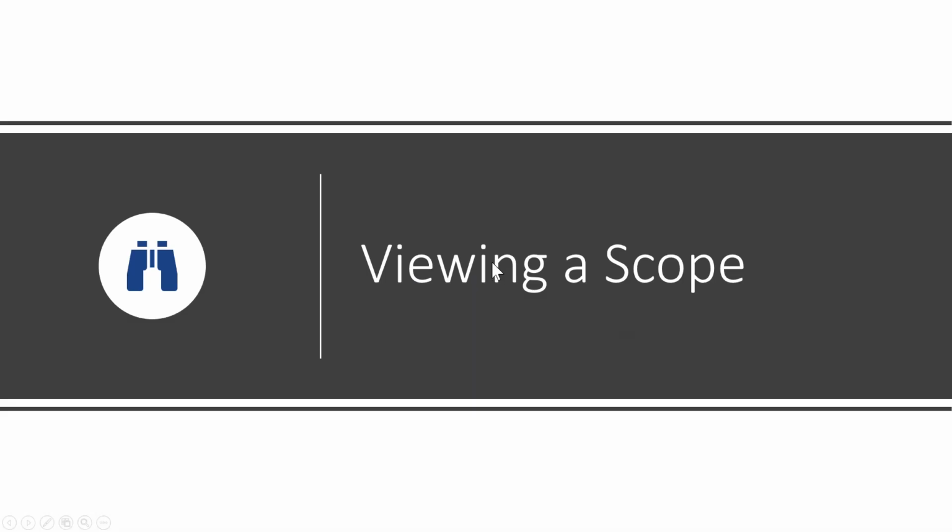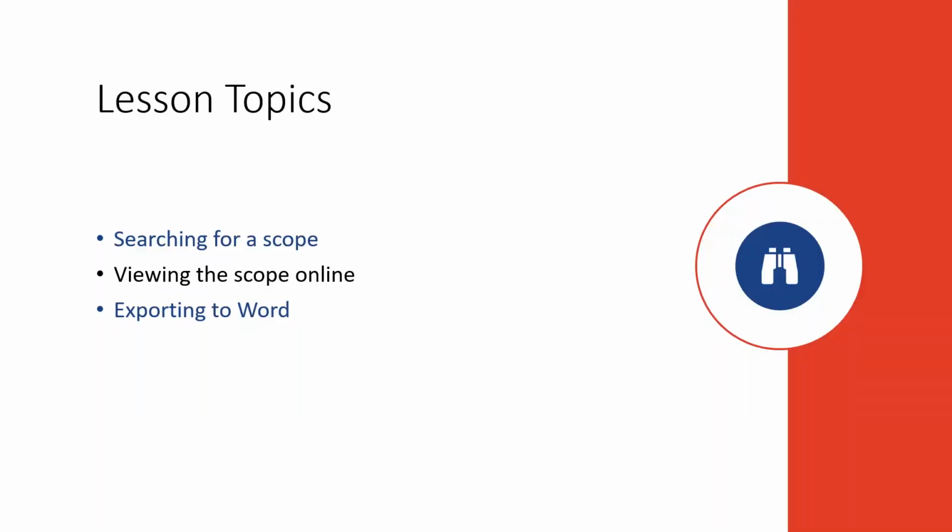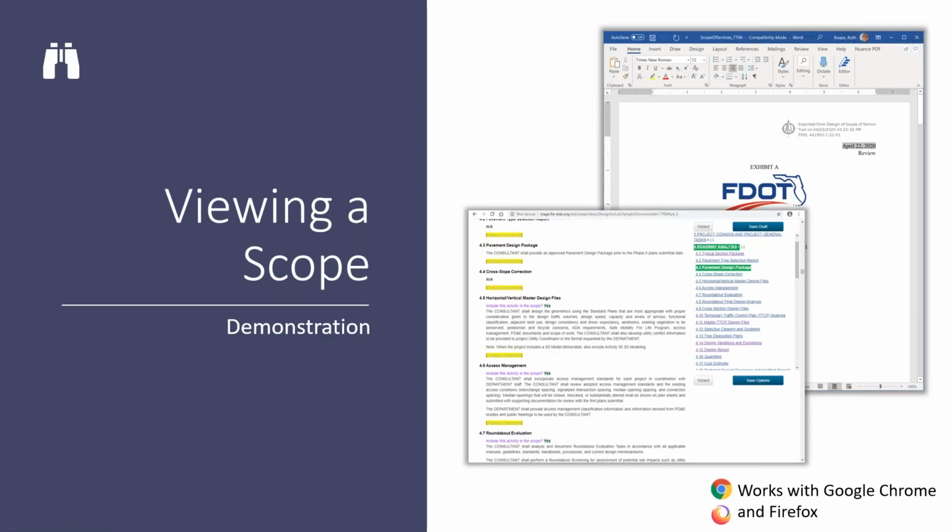Okay, our next section is concentrating on viewing a scope. And this would be from the perspective of somebody who is a reviewer, not an editor. I'm going to show briefly how to search for a scope on that landing page, view it using the scope online, and then export it to Word. And we'll spend a little time in the Word document so that you can see what comes out of it. And again, I am going to go ahead and pull up that demonstration so that I can go over that with you.